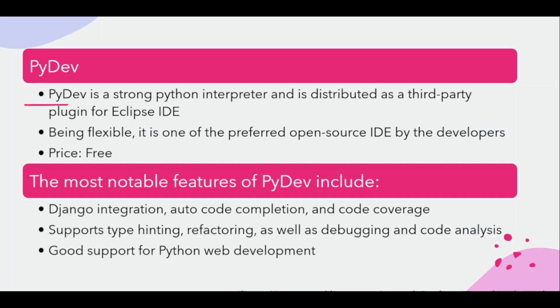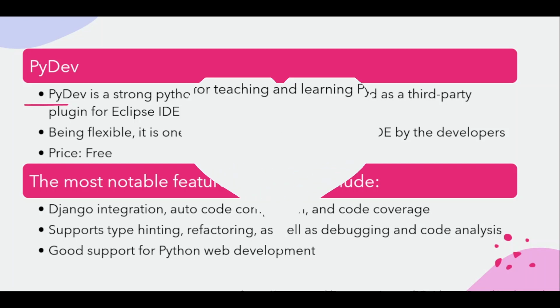The most notable features of PyDev are that it has Django integration, auto code completion, and code coverage. It supports type hinting, refactoring, as well as debugging and code analysis. It has good support for Python development and web development.